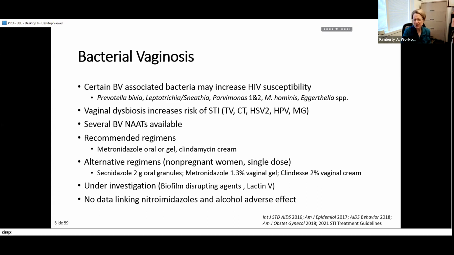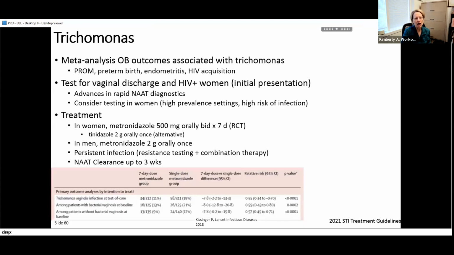Some really interesting stuff is these new agents under investigation, a biofilm disrupting agent, and Lactobacillus crispatus as an intravaginal agent to try to repopulate with healthier bacteria. For Trichomonas, there's a meta-analysis that has shown an association with preterm outcomes.